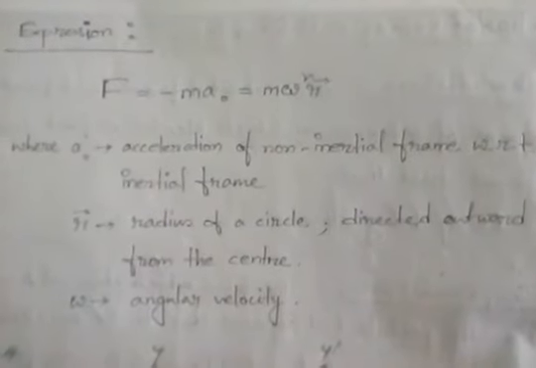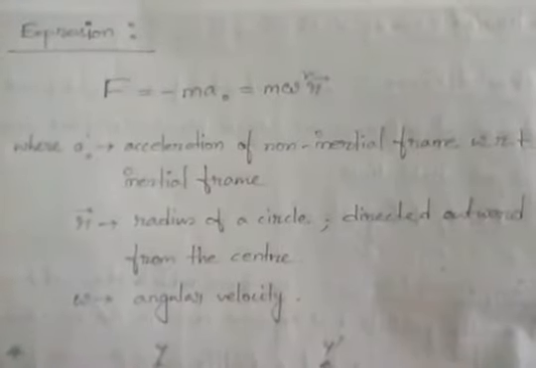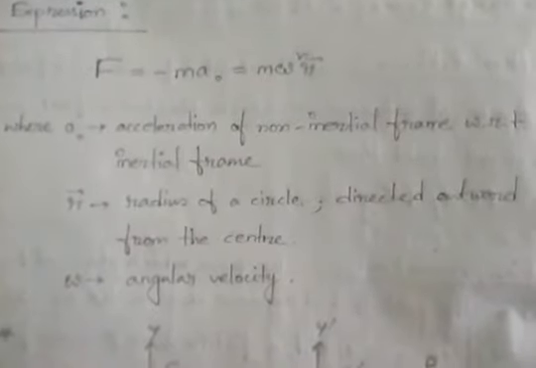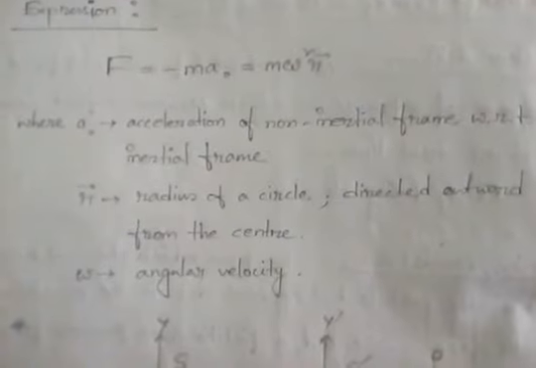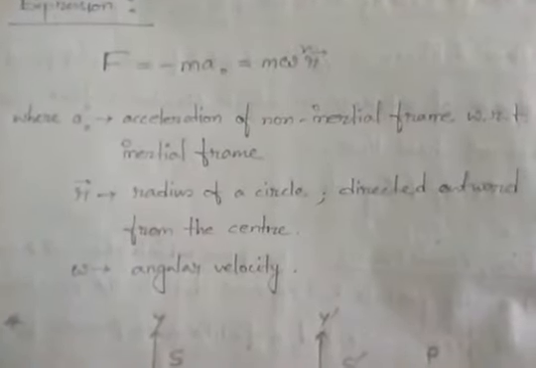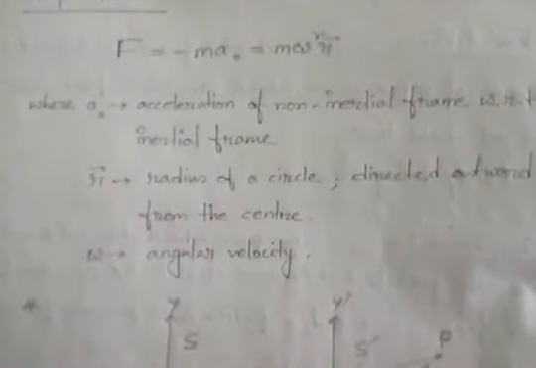Expression of pseudo force: F equals minus m a naught, equals m omega square r, where a naught is the acceleration of the non-inertial frame with respect to the inertial frame, r is the radius of a circle directed outward from the center, and omega is the angular velocity.